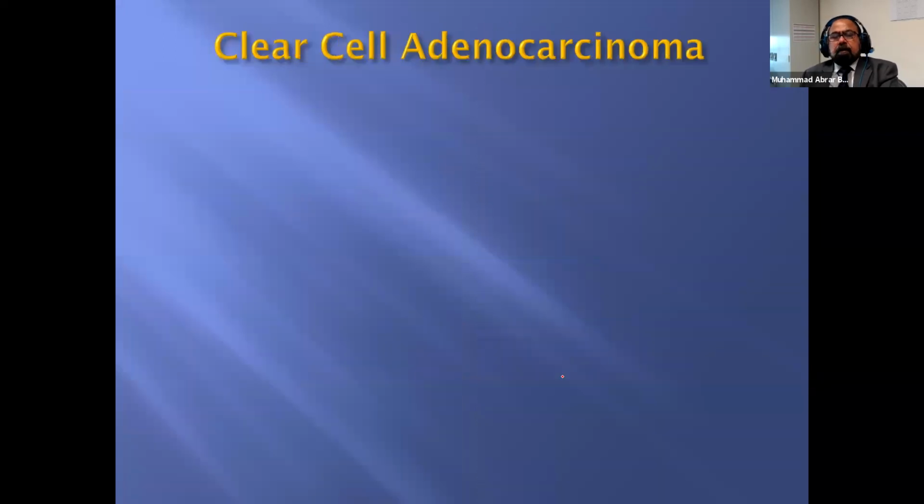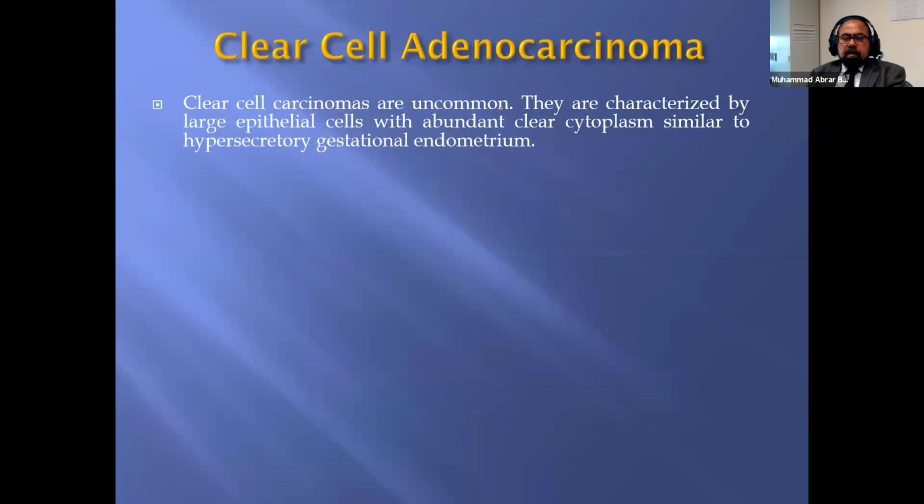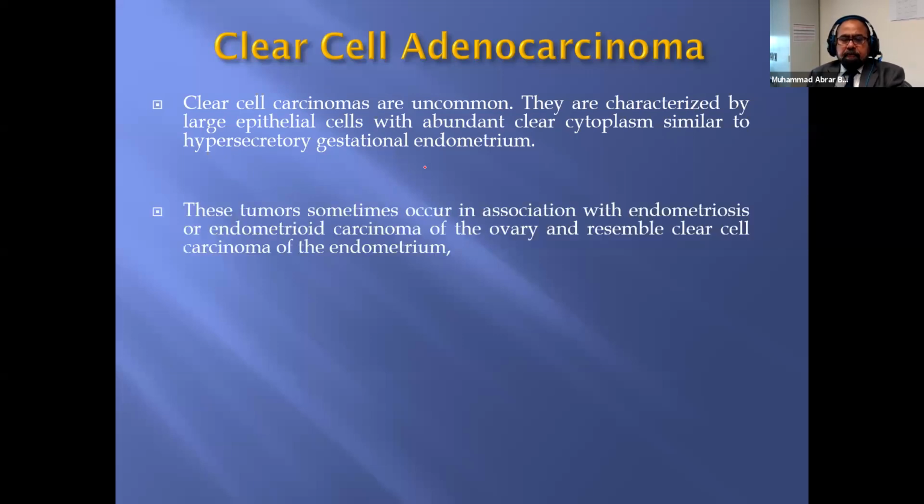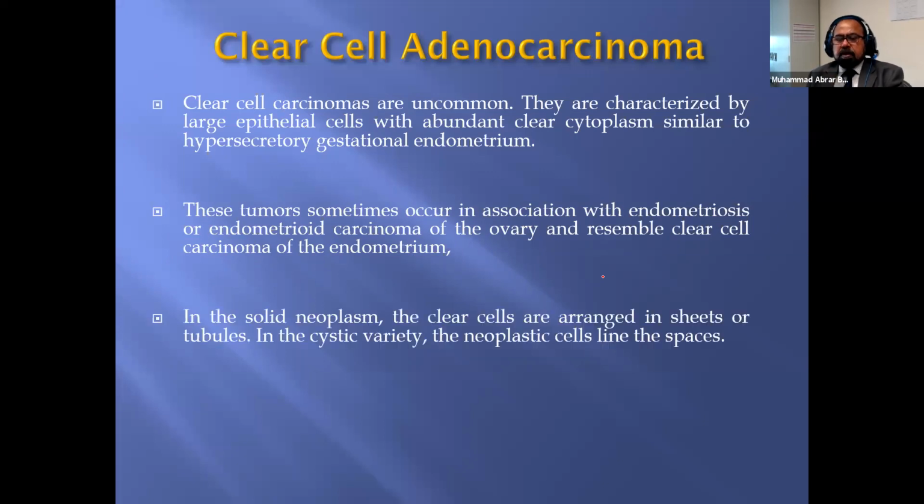Okay. Now coming to clear cell carcinoma, these are not that common. They are very uncommon. They are characterized by large epithelial cells with abundant clear cytoplasm, similar to the hypersecretory gestational endometrium. This tumor sometimes occurs in association with endometriosis and endometrial carcinoma, which resemble clear cell carcinoma of the endometrium. So probably in today's lecture Dr. Imad must have mentioned this clear cell carcinoma of the uterus.